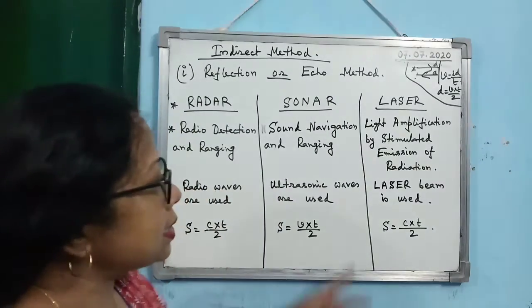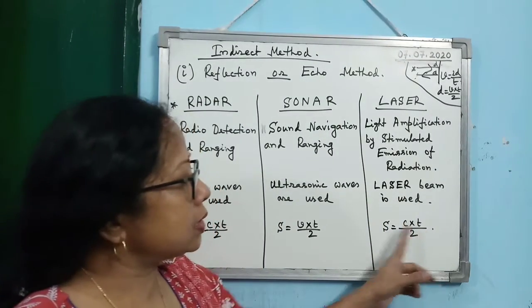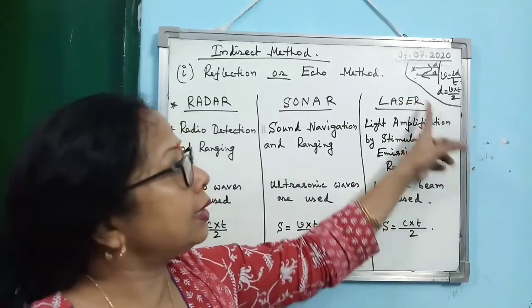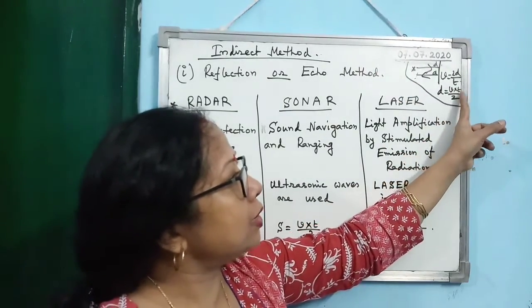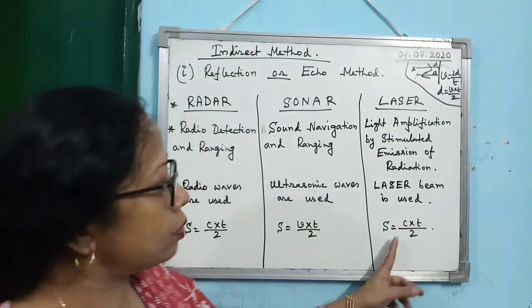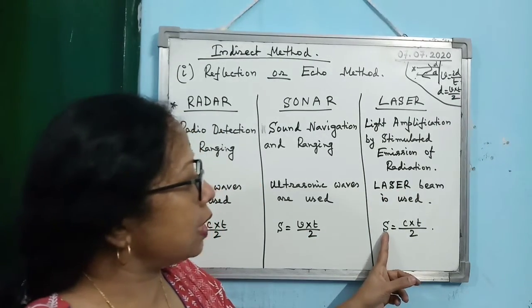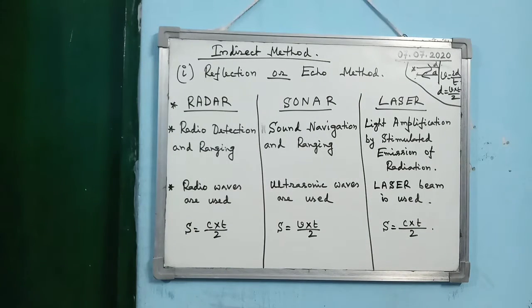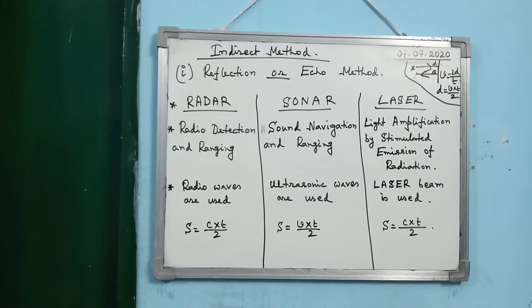In this case you see again we use the same formula, because we are using the echo method, and for the echo method distance is given by speed into time divided by 2. So here you can use the same formula, S is equal to C into T by 2, where C is equal to 3 into 10 to the power 8 meter per second. So this is the way you must note down all the important points related with this topic.